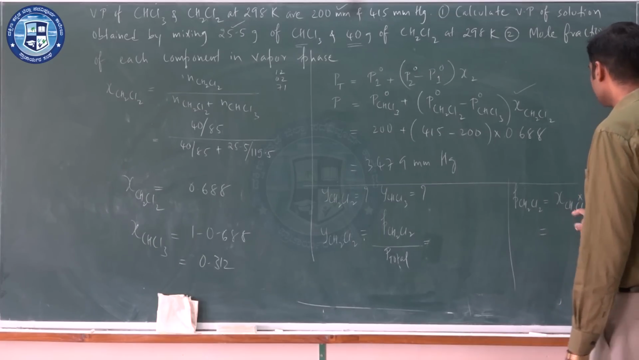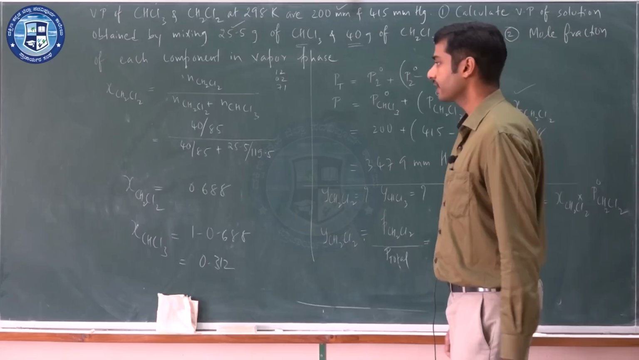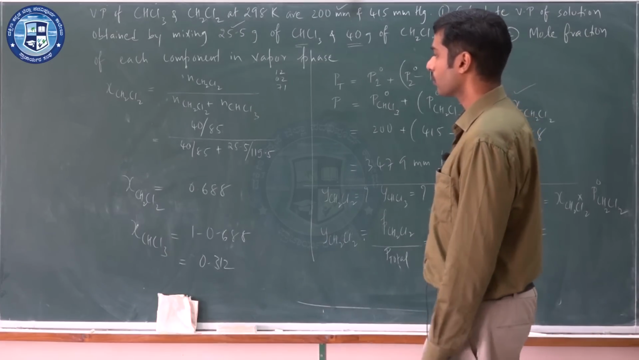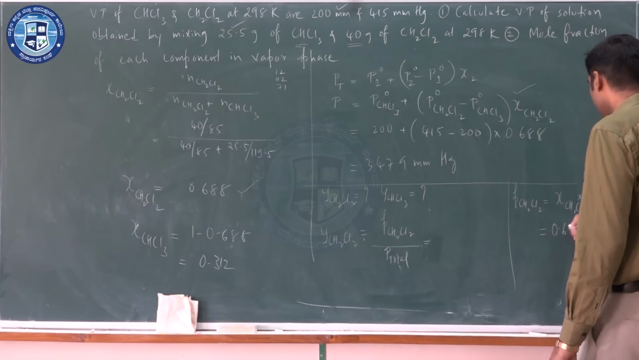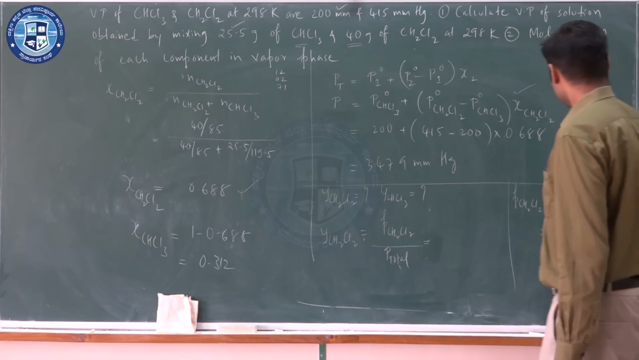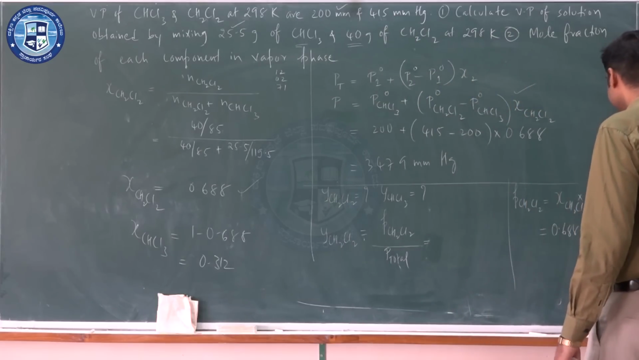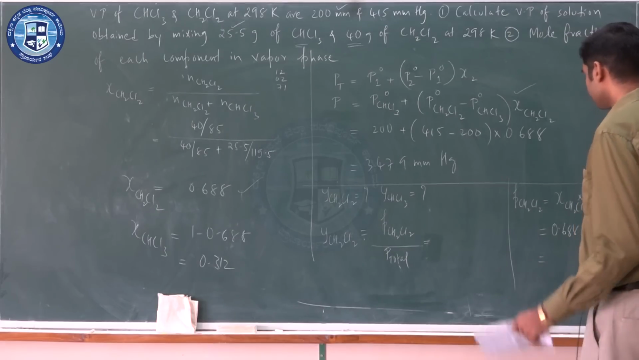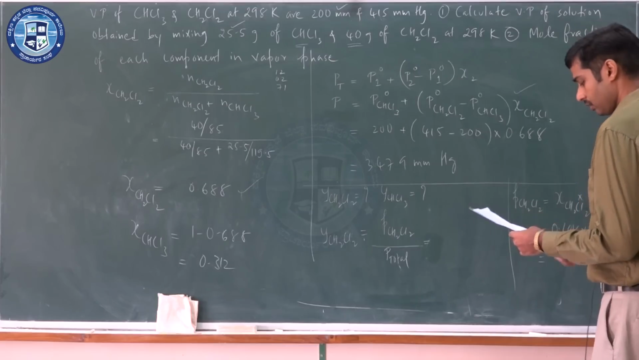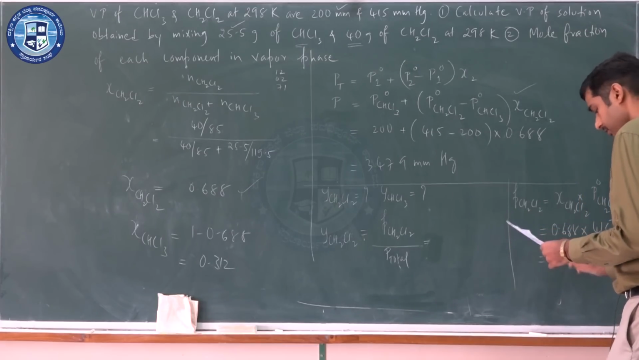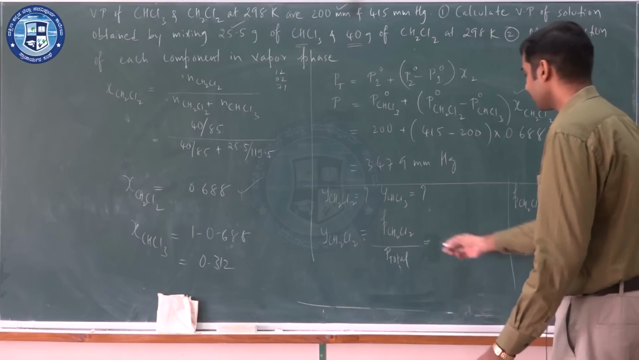the vapor pressure of pure component CH2Cl2. Now, what is the mole fraction of dichloromethane? This is 0.688 into the vapor pressure of pure dichloromethane, which is 415. So, this value will be 285.5 millimeter of mercury.